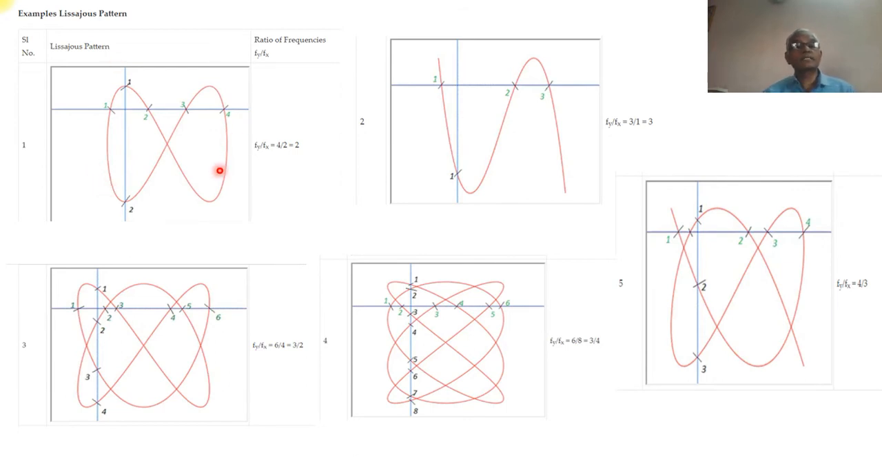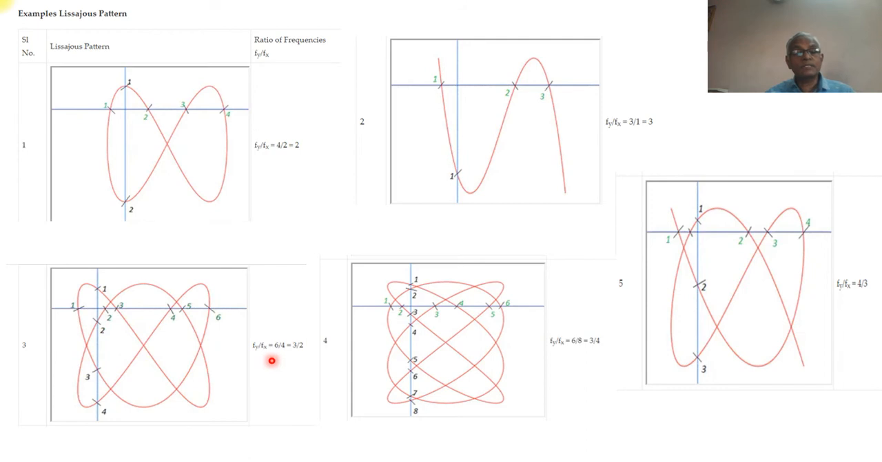Here I will be showing some more figures. Fy upon Fx: you can see over here Fy intersects 1, 2, 3 and 4 times, and with this it intersects 1 and 2 times. So Fy upon Fx will be 4 is to 2. The frequency ratio will be 2. So from that we can calculate the frequencies.